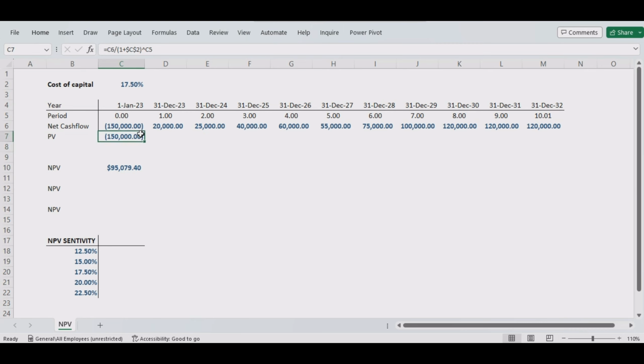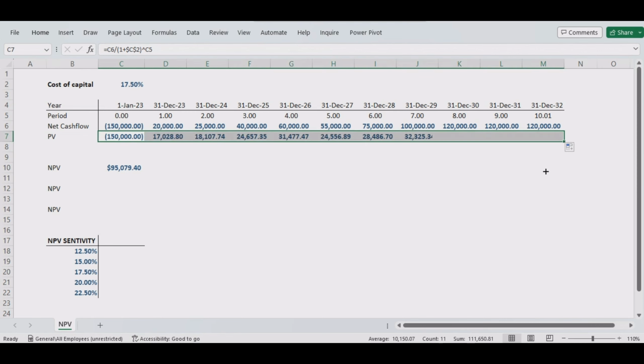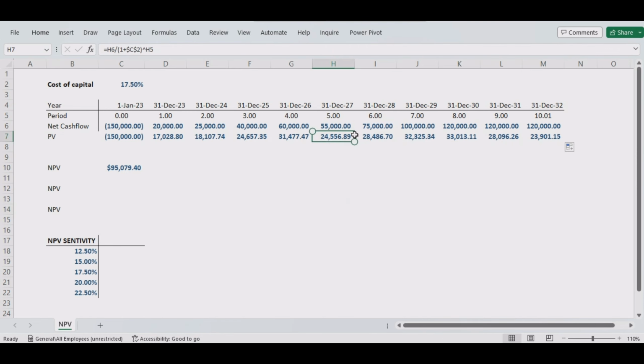Then we have to wait for 1 year because of the time value of money: the money you have to wait for is worth less than the money that we have today. So I'll just drag this formula to apply that. At year 5, the 55,000 that we expect to get, the net cash flow, is just worth 24,000 because we discounted it into today's value.